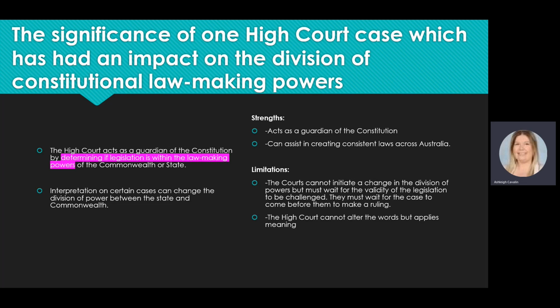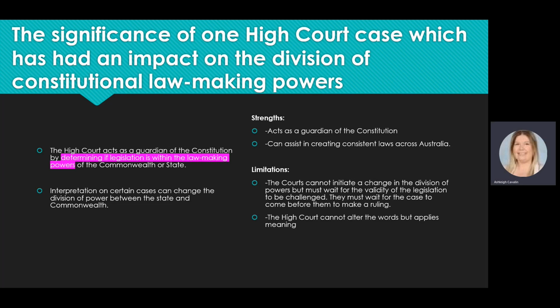So the High Court acts as a guardian of the Commonwealth Constitution, and it determines if legislation is within the lawmaking powers of the Commonwealth or the states. Interpretation in certain cases can change the division of power between the state and the Commonwealth. What are the strengths of this? Well, it's great because it acts as a guardian of the Constitution, and it can ensure that we have more consistent laws across Australia.